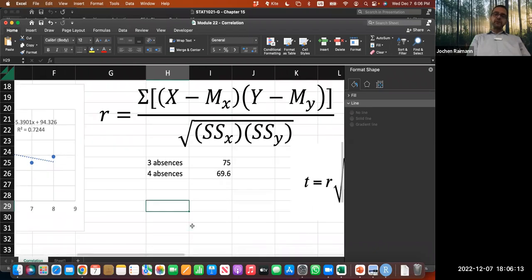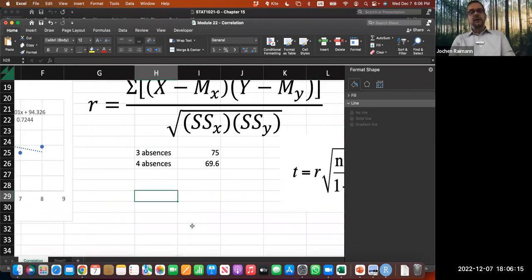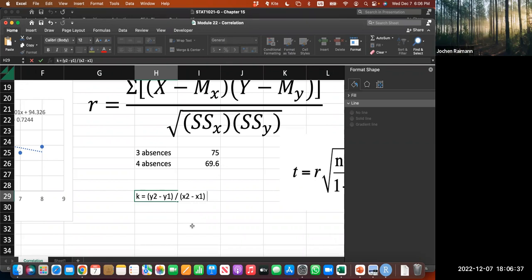So now one way how you can calculate this is essentially by slope k equals your y2 minus your y1 divided by your x2 minus x1. What is that now? That's basically the difference between your y2, which is 69.6, minus the y1, which is 75, divided by x2 minus x1. Your x2 is 4 absences. Your x1 is 3 absences.